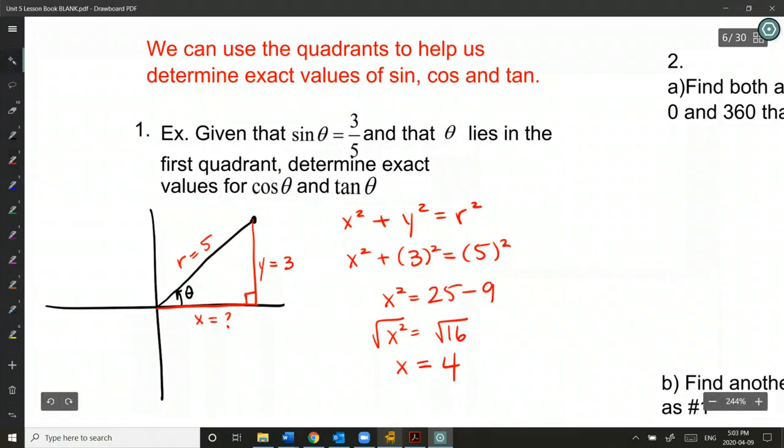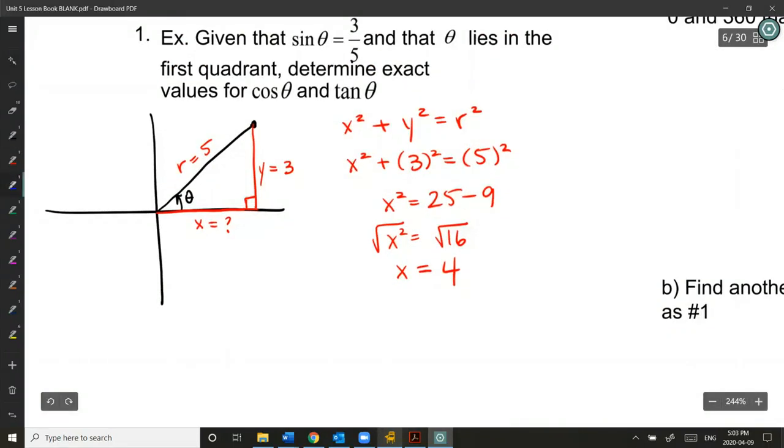So I can set up the rest of my trig ratios. Cosine is equal to adjacent over hypotenuse, or x over r, which in this case is 4 over 5. And tan of theta is equal to y over x, or opposite over adjacent, which in this case is 3 over 4.